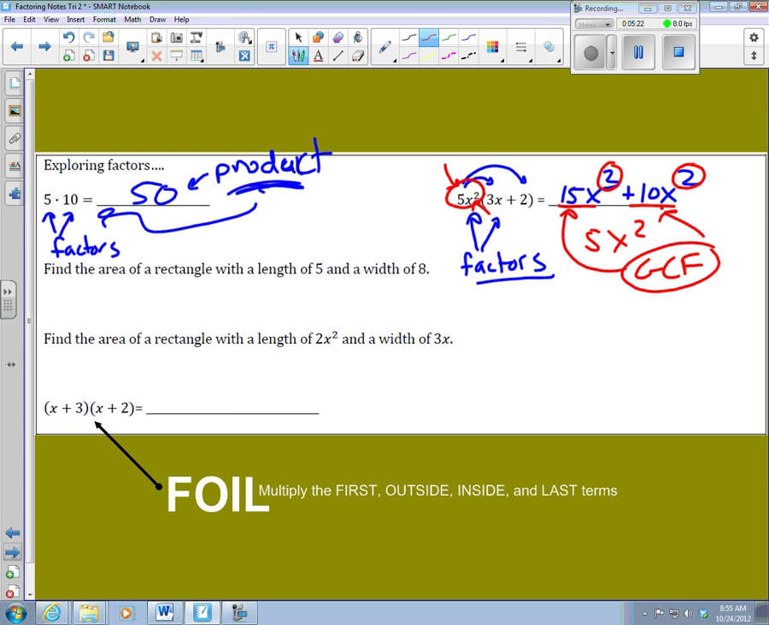So what you guys have been doing is simplifying quite a bit. Whether it's FOILing or GCF, we're going to be going backwards and factoring today and, well, quite a while. Find the area of a rectangle.